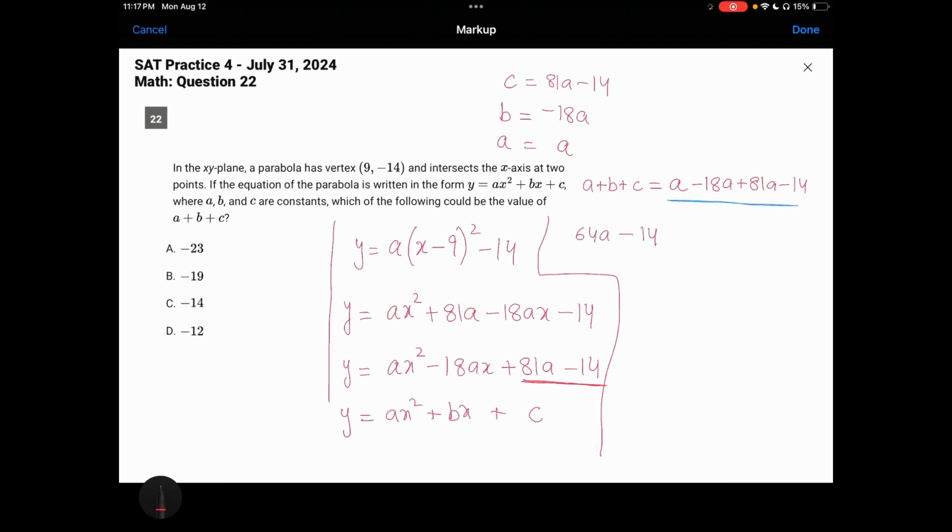Now looking at the answer choices, we can plug in -23, we can plug in -19, we can plug in -14 and -12. But how do we know which one is the right answer?